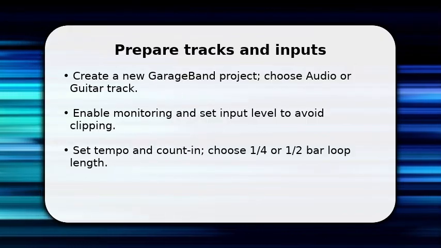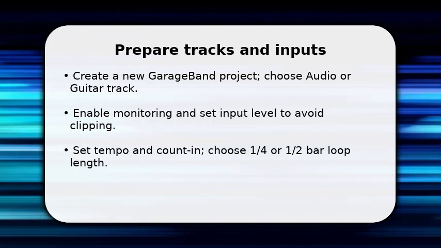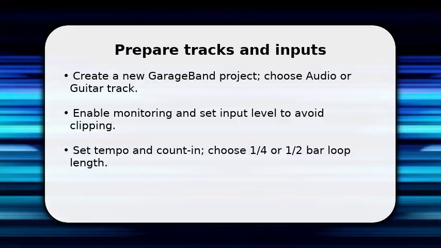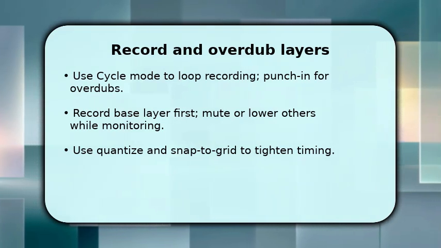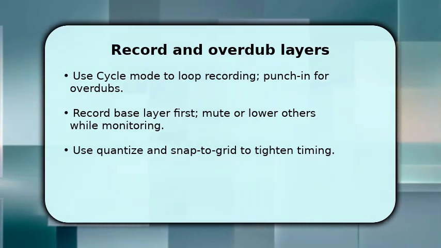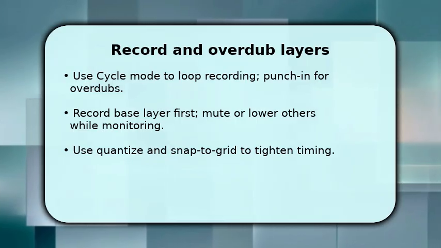Next, trim silence and normalize gain quickly. Then set the region length to a musical division like 1 bar or 1/4 note grouping to lock timing for overdubs. You hit cycle mode and start recording the foundation loop. Focus on a clean first pass because every overdub locks to it.